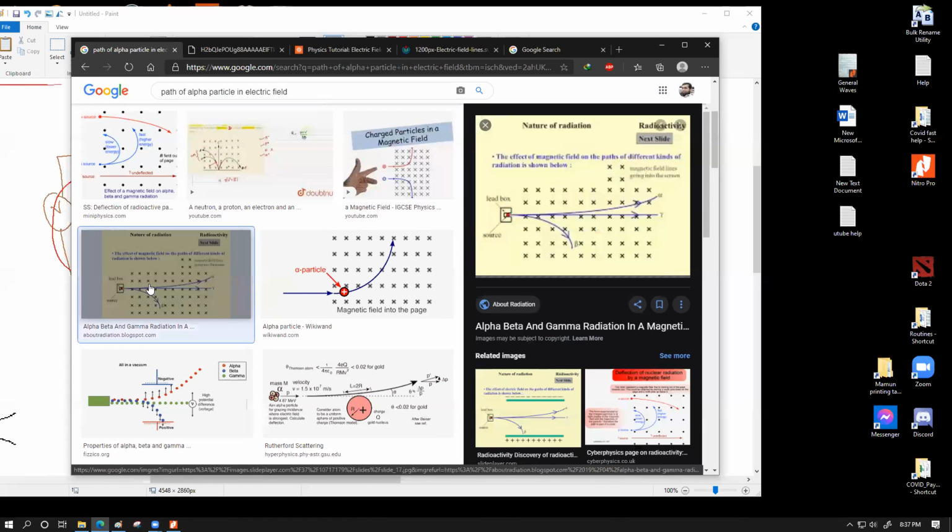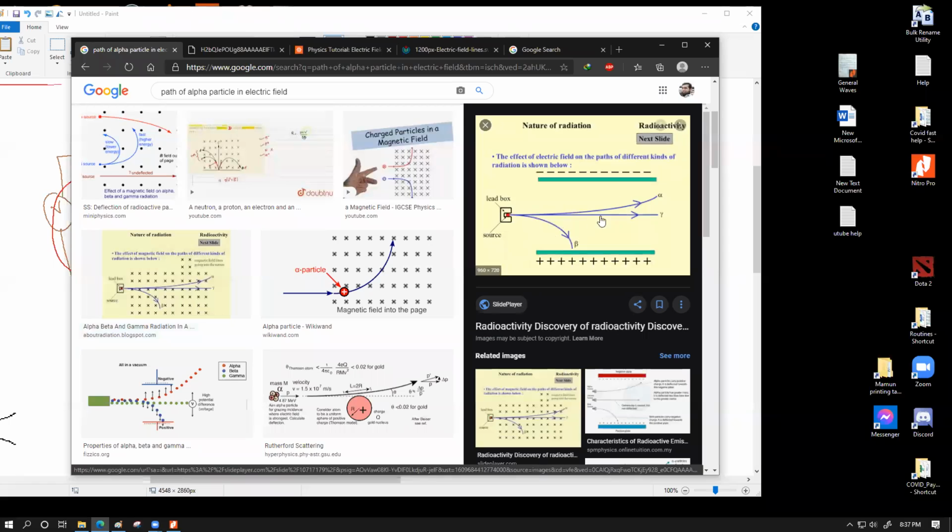Okay, this is the type of bending that we're going to have for magnetic field lines. In this figure, the curved lines are all circular. But if we have an electric field, you're going to have a situation like this.